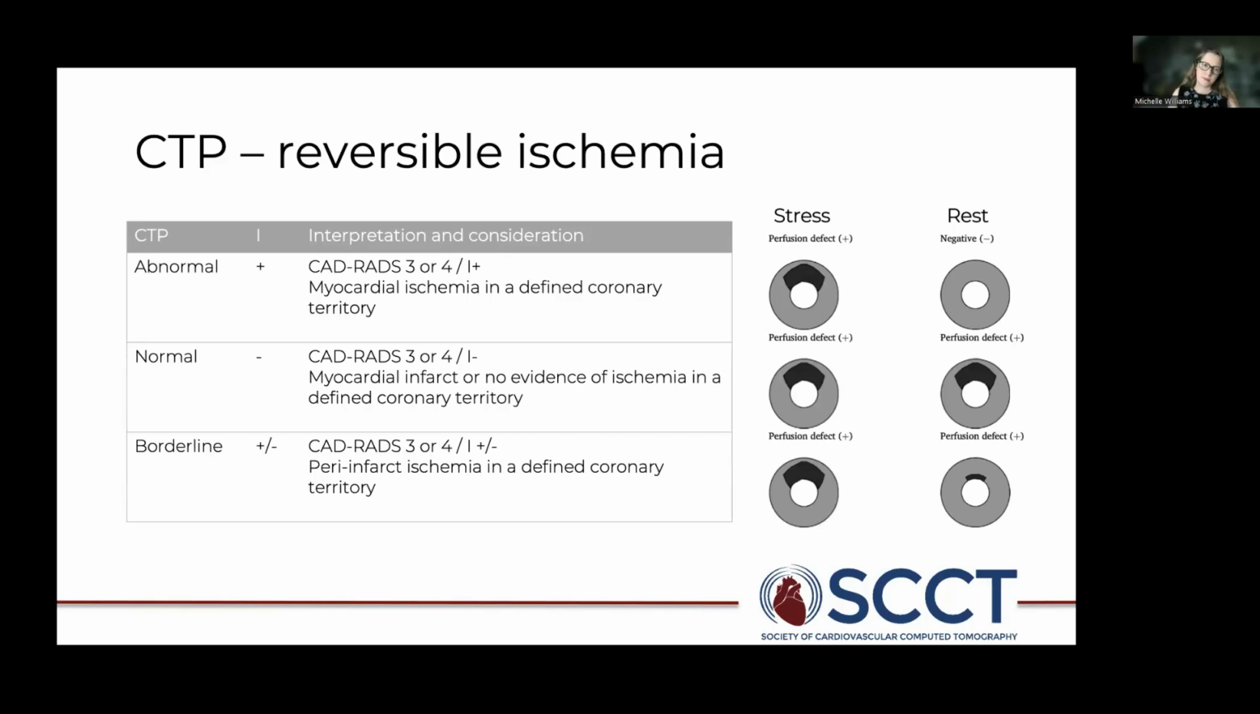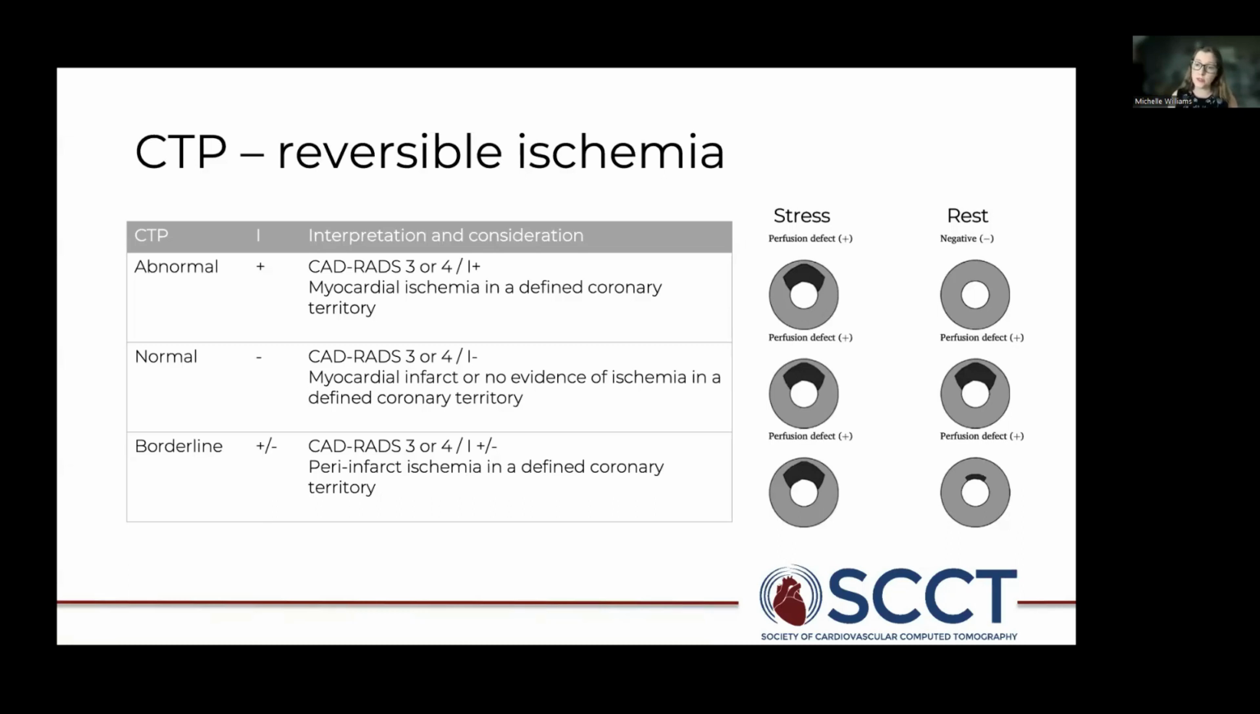Next slide, please. And when it comes to CT perfusion, the I modifier really is communicating the results of reversible ischemia. So anyone who does CT perfusion knows that it can do more than that. It can tell us about infarcts, it can tell us about other things as well. But the I modifier is telling us primarily about reversible ischemia, presence or absence. So an abnormal, I positive, is when you have myocardial ischemia in a defined coronary artery territory. So a perfusion defect on stress that disappears on rest. I negative is when you don't have that.